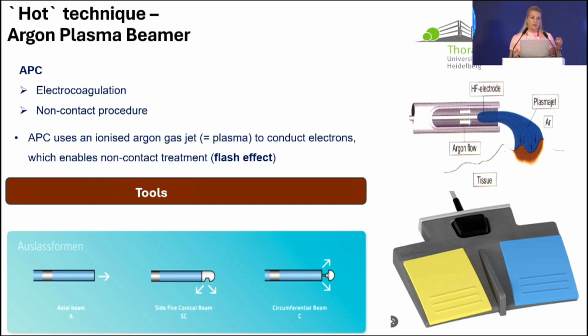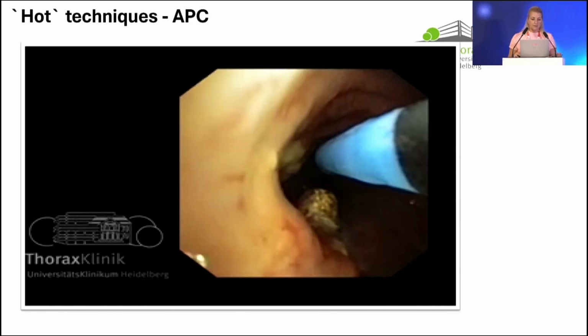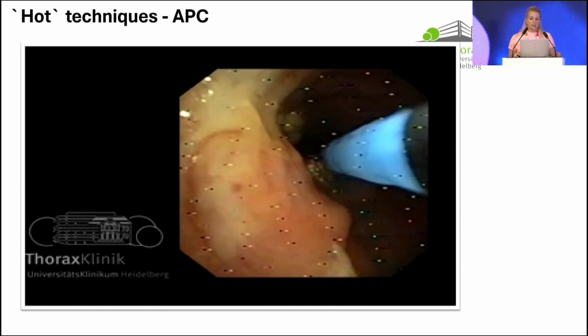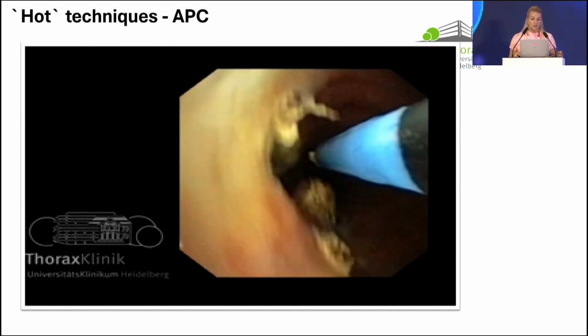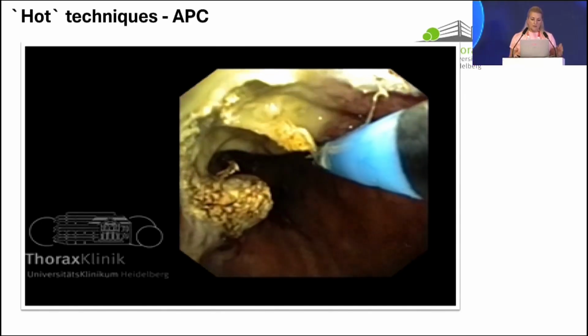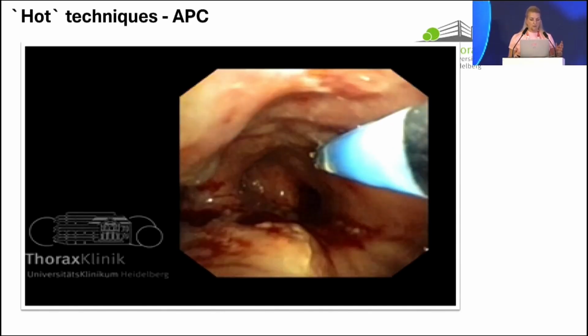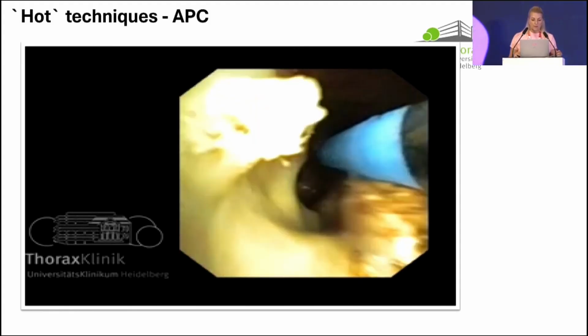There are thicker ones and thinner ones, and we can really nicely not only coagulate, but also remove tissue like this with the carbonization effect on the tissue. And you see here the APC, trying to stay away and not get in contact with the wall. It's not always very, very easy. And then slowly carbonize the tissue and then remove the stenosis.